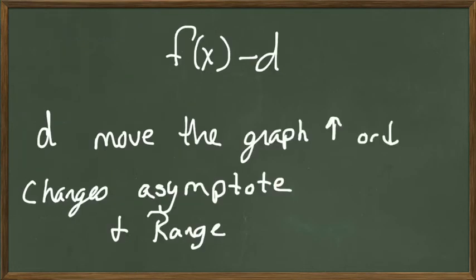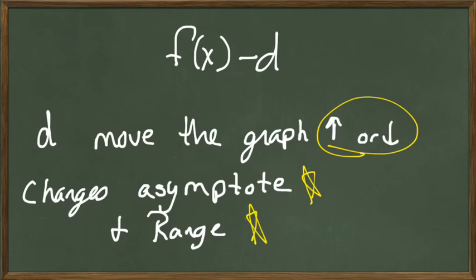So when you have a d at the end, it's either going to move your graph up or down. It's going to change your asymptote. It's going to change your range. And of course, it changes your y-intercept.